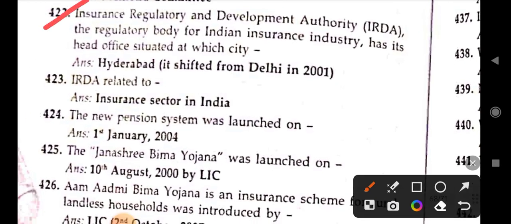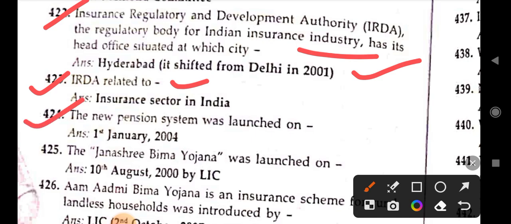Next, Insurance Regulatory and Development Authority (IRDAI), a regulatory body for the Indian insurance sector, has its head office situated in which city? Hyderabad, shifted from Delhi in 2001. IRDA is related to the insurance sector in India.